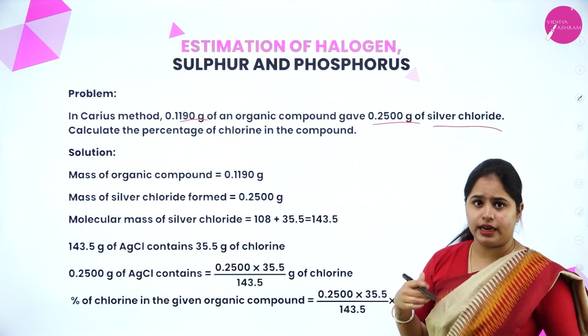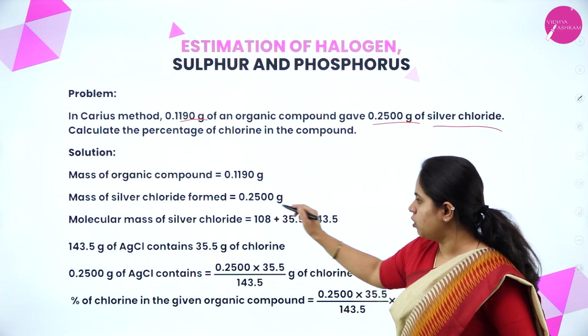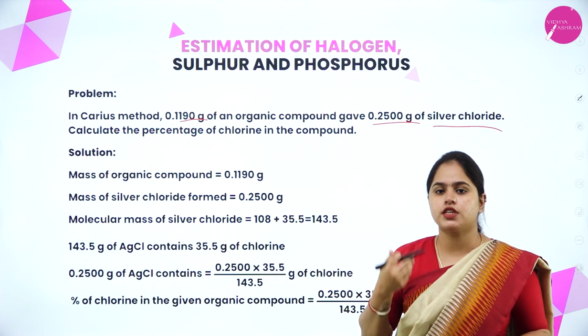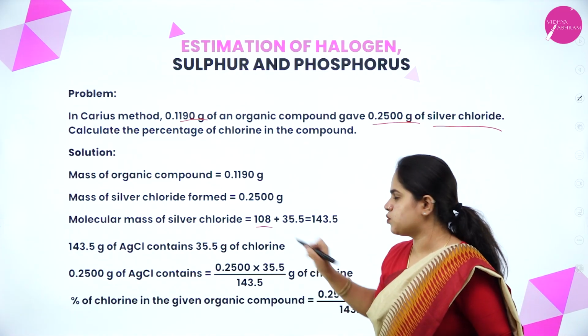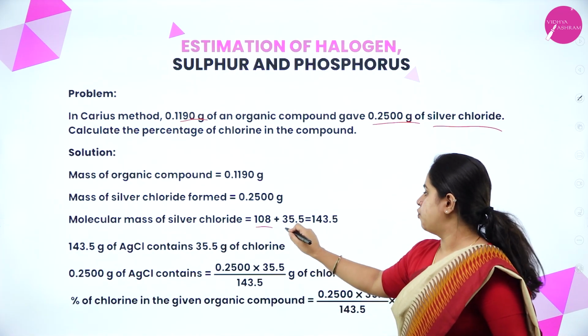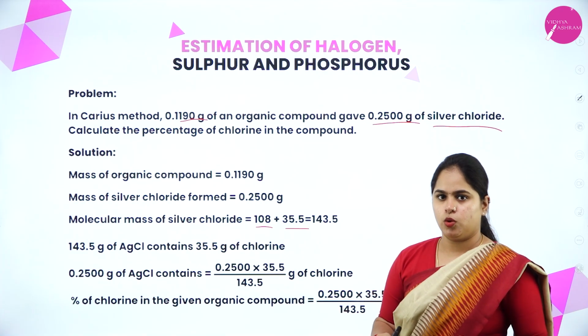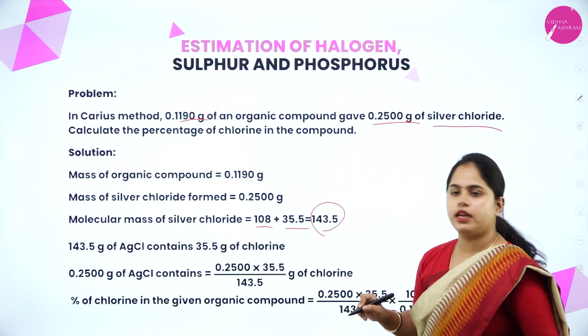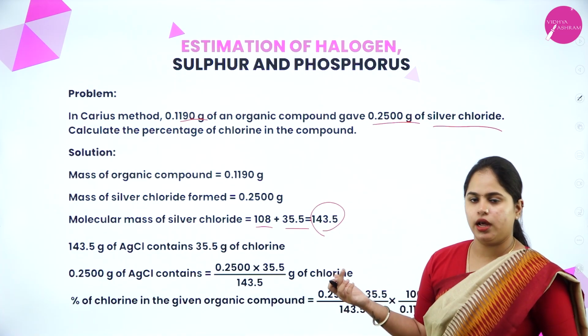Right, the mass of silver halide, that is silver chloride formed, is also given. Now the molecular mass of silver chloride we can calculate. For silver it is 108 atomic mass, and for chlorine it is 35.5. So the total will be 143.5. Yes, that is the molecular mass.